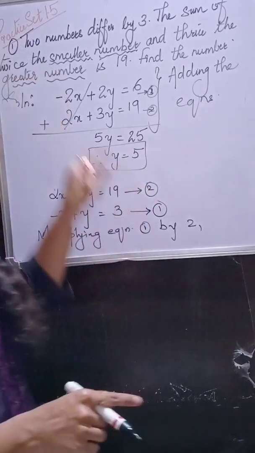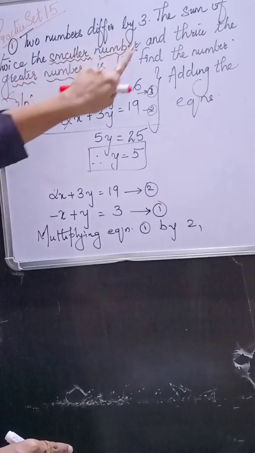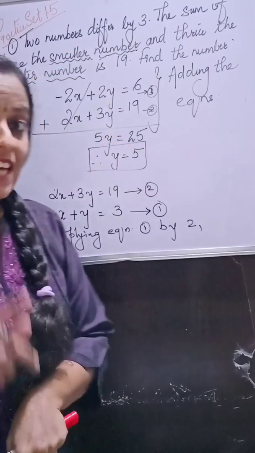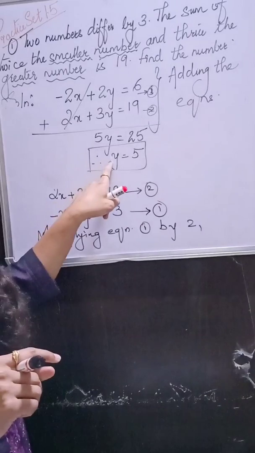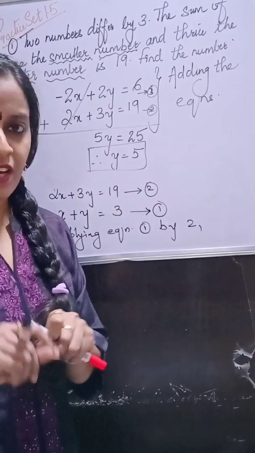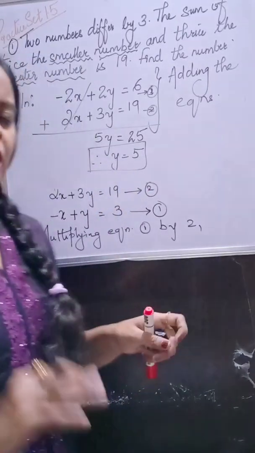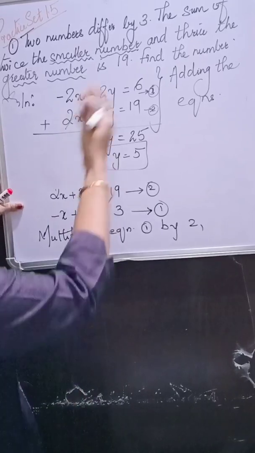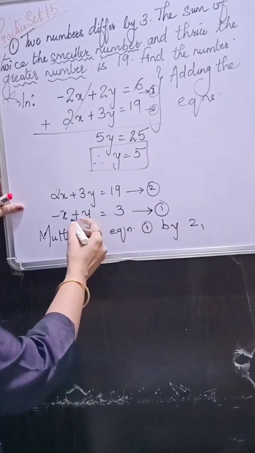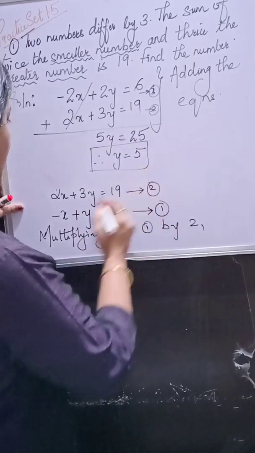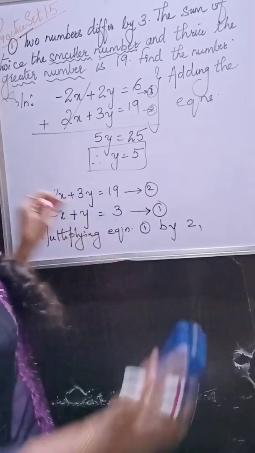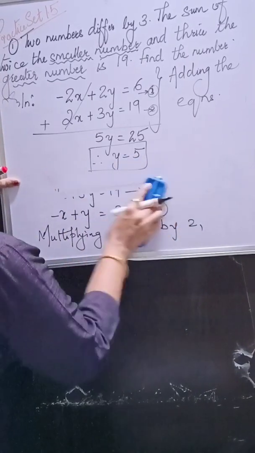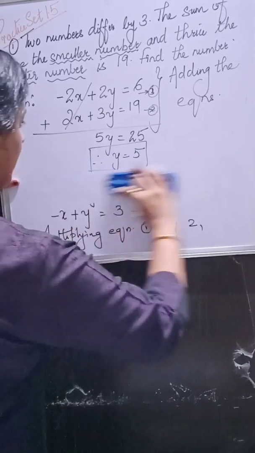What was 5? We had taken the greater number as y. Okay, so y is 5. Greater number we got 5. Now find out the smaller number. Any one equation you can take. Take this equation. So I'll write, put y is equal to 5 in equation 1.